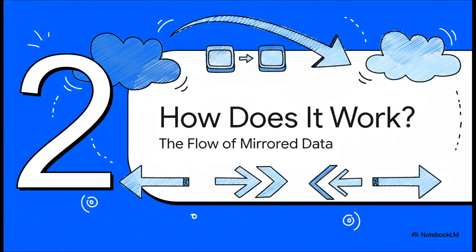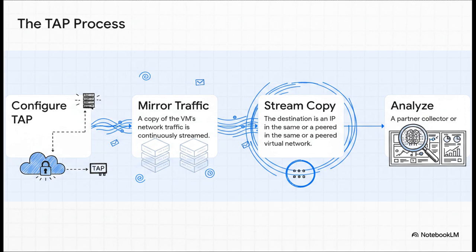Okay, so we know what it is, but how does it actually work under the hood? Let's follow the data and see how it gets from point A to point B. It's actually a pretty straightforward four-step process. First, you tell Azure which virtual machine you want to watch by configuring a tap on its network interface, or NIC. As soon as you do that, step 2, Azure starts making a complete copy of every single packet going in and out of that VM. Step 3, that copied traffic gets streamed over to a destination IP address that you've specified. And finally, step 4, that destination is usually one of those partner solutions we talked about, a collector that just gobbles up all that raw data and helps you make sense of it.